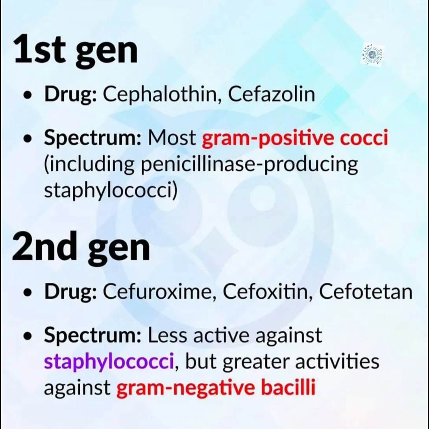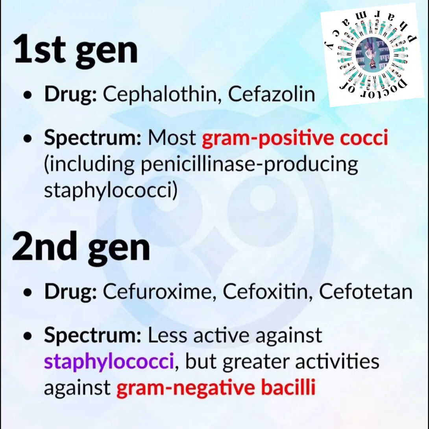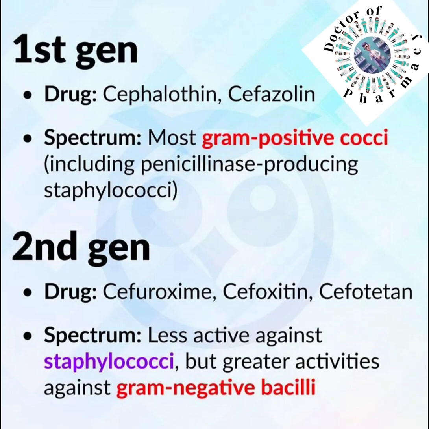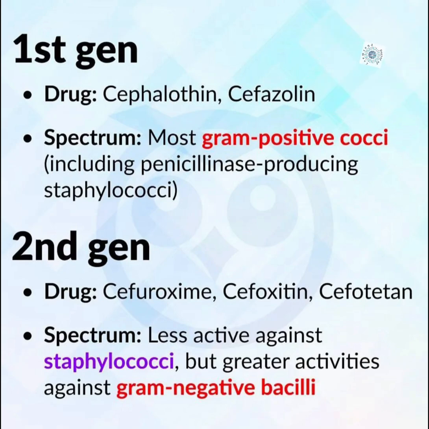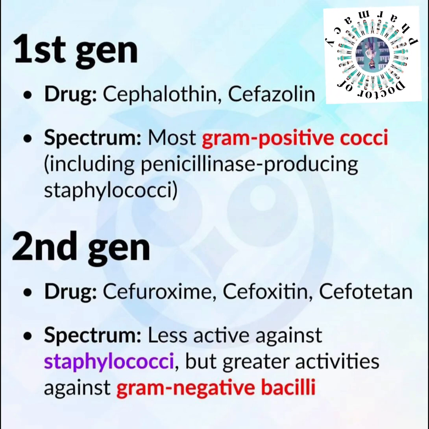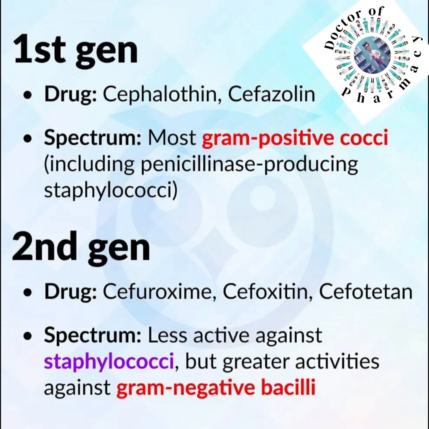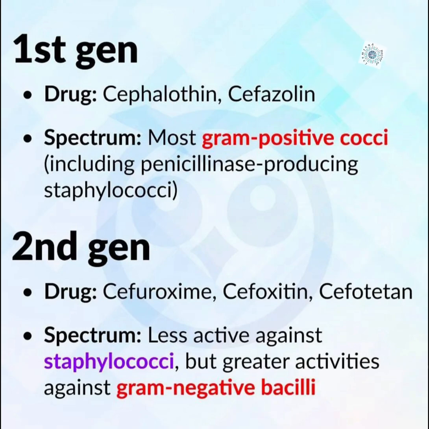First generation. Drugs: Cefalothin, Cefazolin. Spectrum: most gram-positive cocci, including penicillinase-producing Staphylococcus. Second generation. Drugs: Cefuroxime, Cefoxitin, Cefotetan. Spectrum: less active against Staphylococcus but greater activity against gram-negative bacilli.